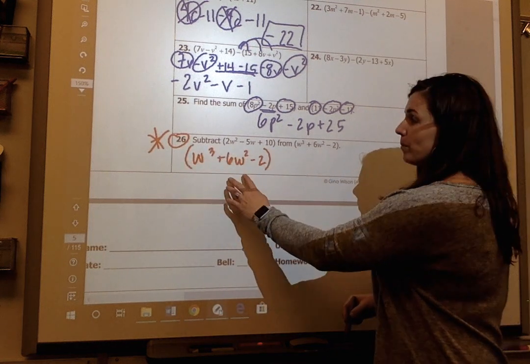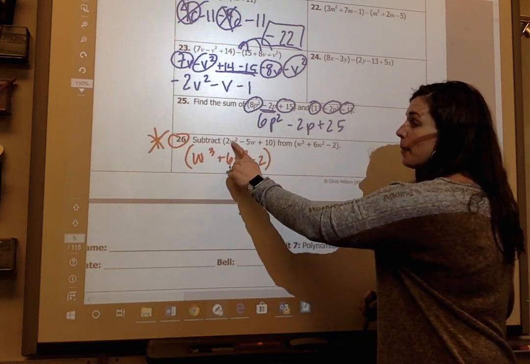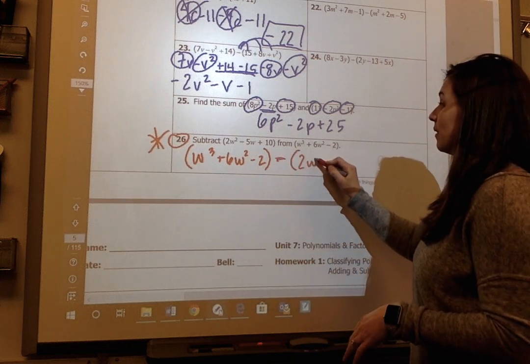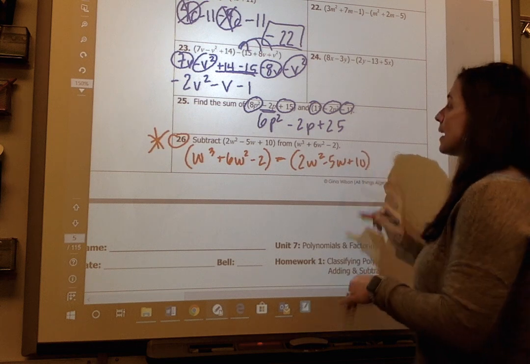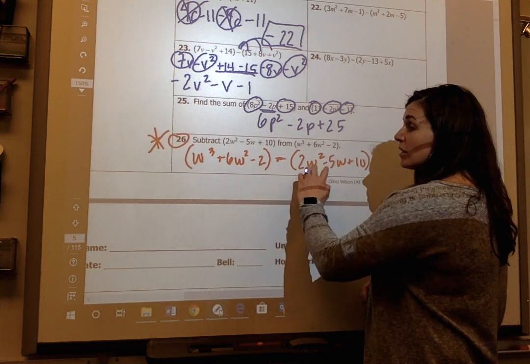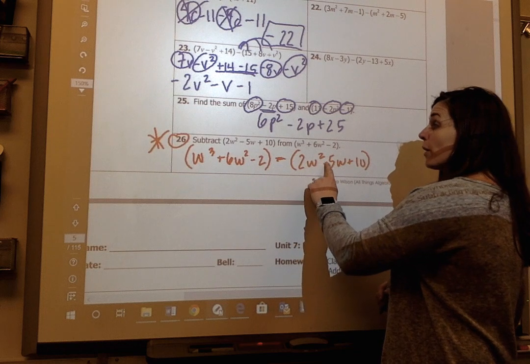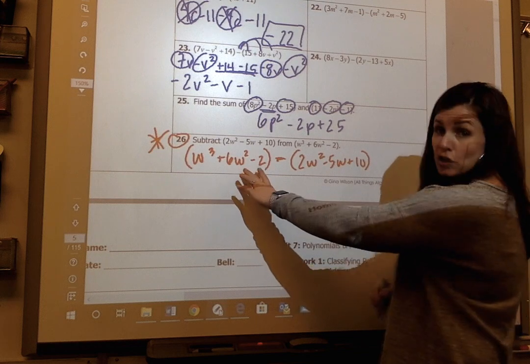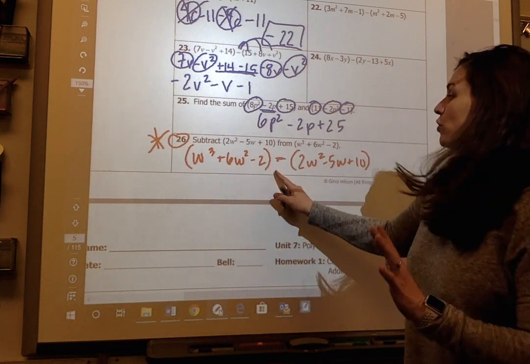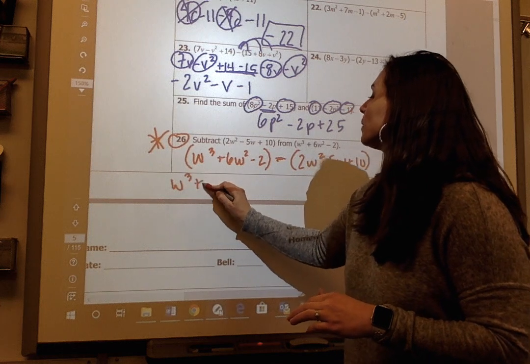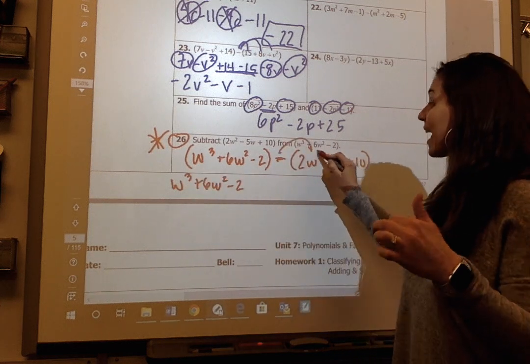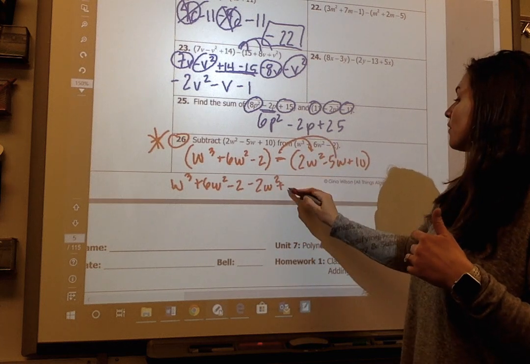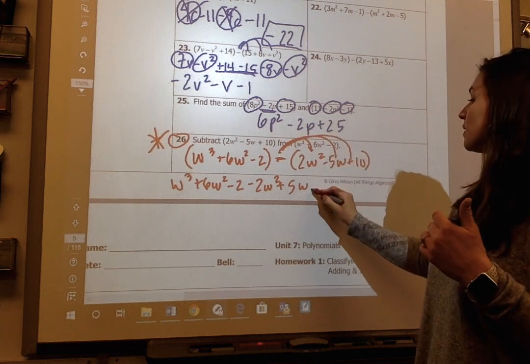I am taking this term, and it says subtract this polynomial from this polynomial. Well, if I subtract, look how I had to set it up. Now when I read it, does this look like me saying subtract 2w squared minus 5w plus 10 from w cubed plus 6w squared minus 2? Yes, because it's a turnaround word. So now I'm going to rewrite w cubed plus 6w squared minus 2. I have to distribute that negative. Negative 2w squared, negative times a negative is a positive 5w, negative times a positive is a negative 10.